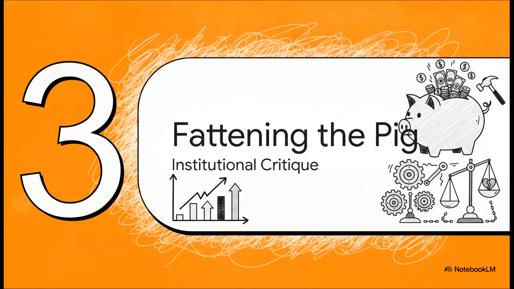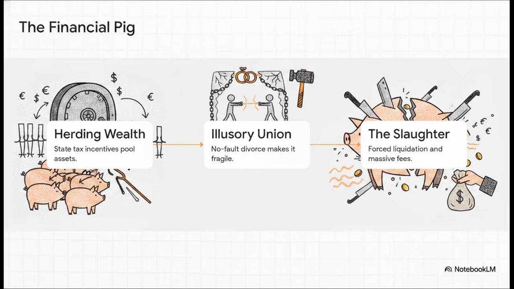Which leads us into Section 3, Fattening the Financial Pig, an institutional critique. Here, the source material introduces a really fierce, objective institutional critique. Because if marriage is just a temporary financial contract in the eyes of the state, how is that contract actually managed when it breaks? The analysis maps out what it calls the fattening the pig pipeline. Step 1 is herding the wealth. The state offers these lucrative tax incentives to convince individuals to pool their assets into a massive, concentrated estate.